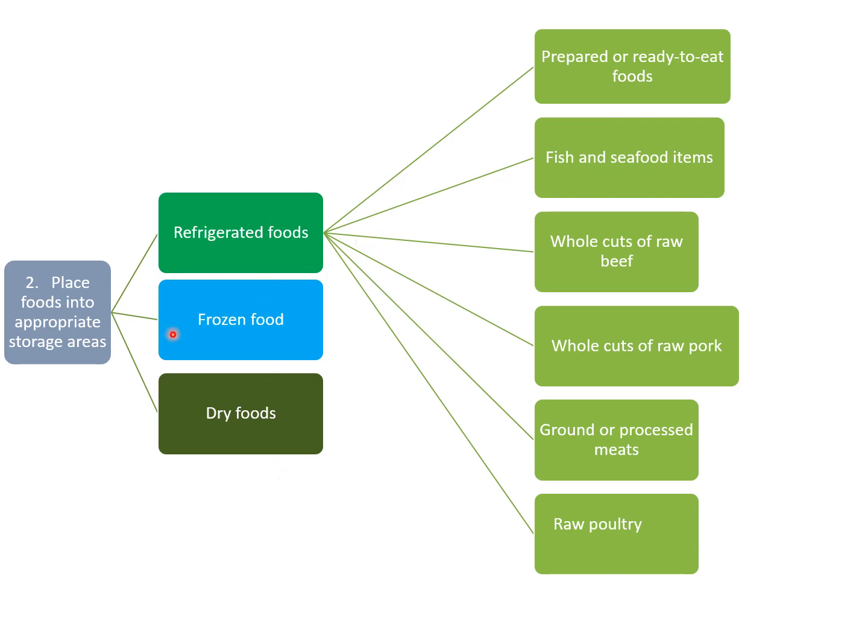We have refrigerated foods, frozen foods, and then dry foods. Refrigerated food examples include ready to eat foods, then fish and seafood items, whole cut raw beef, whole cut raw pork, ground or processed meat, and raw poultry. All these things are to be refrigerated. Some are frozen, like ice creams. Then we also have dry foods, like some dry fruits or dry seeds which are refrigerated, which are to be stored like that to prevent contamination.